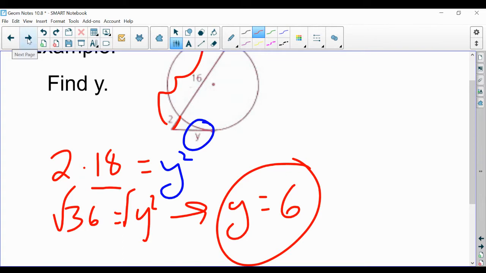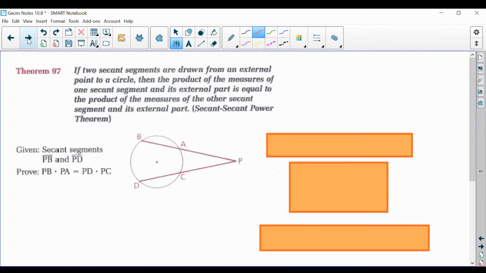All right, one last power theorem, and that's if we have two secants. Now, what happens if we have two tangents? Well, that's the two tangent theorem. They're congruent to each other. So that's why that's not in this section. We already have seen what happens when we have two tangents. Okay, so again, here's the wording. I'm not going to go through the wording. What we end up with is outside part times the whole thing equals outside part times the whole thing.